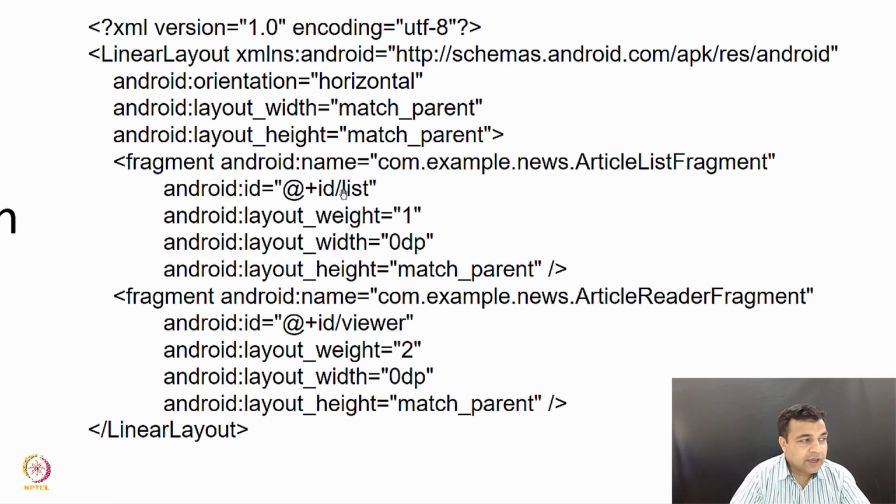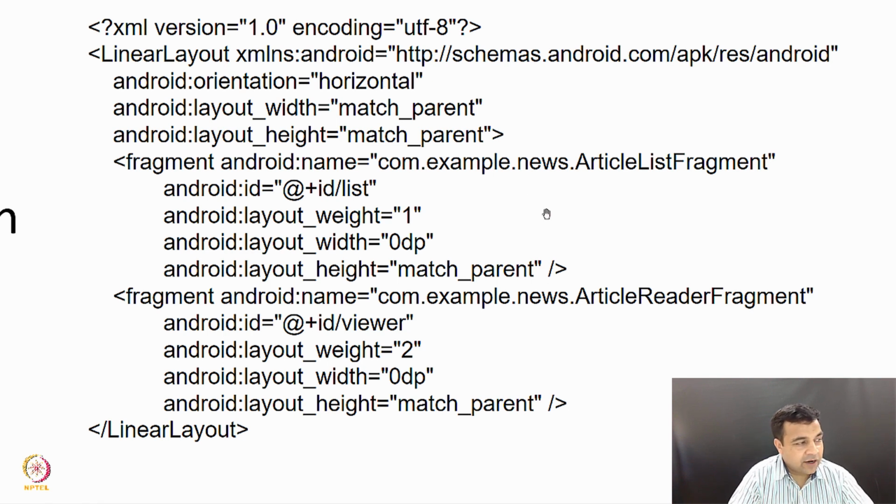But it also has something else. We have seen ID, weight, width, height earlier, but it also has something called Android name, and that name is actually giving what looks like a path to a class file. And actually this is what it is. From the name, the Android system will find out the fragment that you are talking about. It will inflate the layout of that fragment, and with these properties it will place that layout inside this view group.